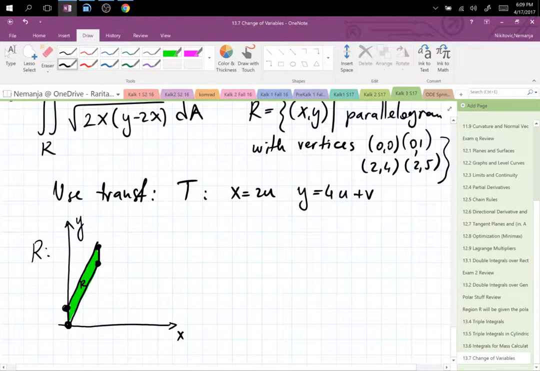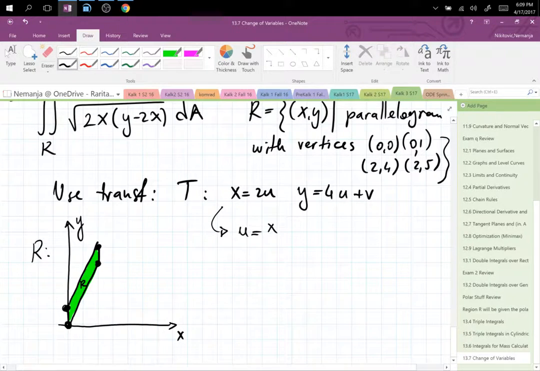And we need to transform this region in xy. So let's take a look at these vertices. Point 0, 0, which is x and y, we need to transform that into uv. If you take a look, it's going to be a little bit tough to do it this way. So let's first transform, flip this around.